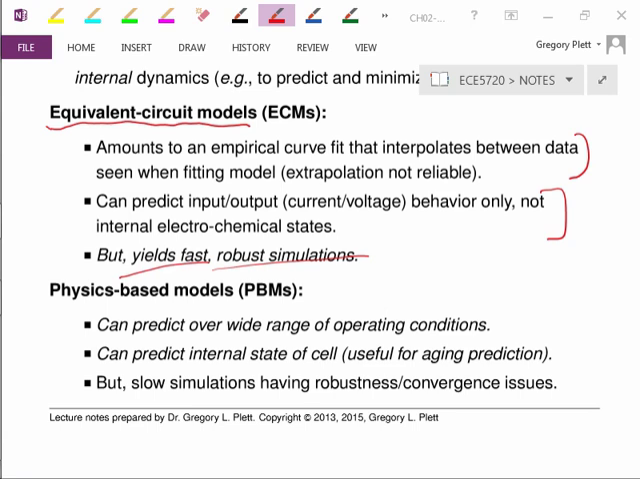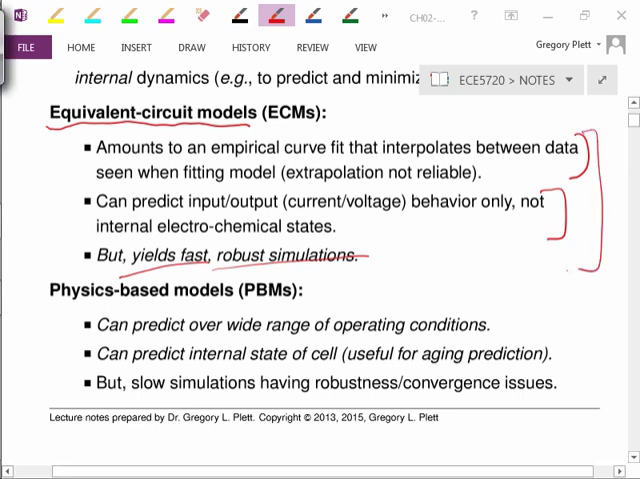And these models, because they're based on physics, can predict over a wide range of operating conditions, not just whatever we might have happened to collect data for in the lab for the circuit models. We can predict internal states or internal variables of the cell, which is going to be useful for predicting aging. But the models are generally partial differential equation models, and partial differential equation simulators sometimes fail to converge and sometimes don't give robust predictions simply because it's a much more complicated simulation environment.